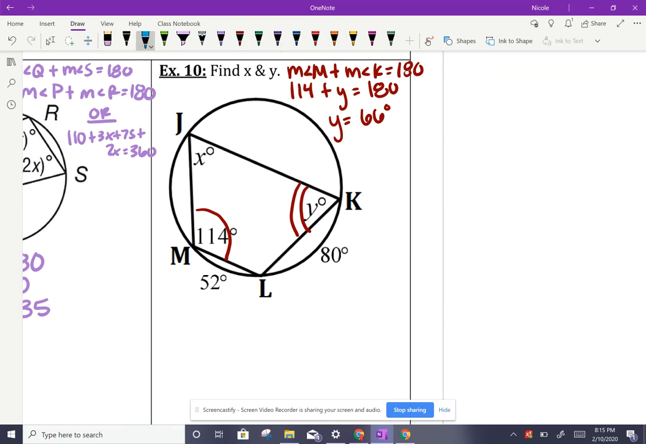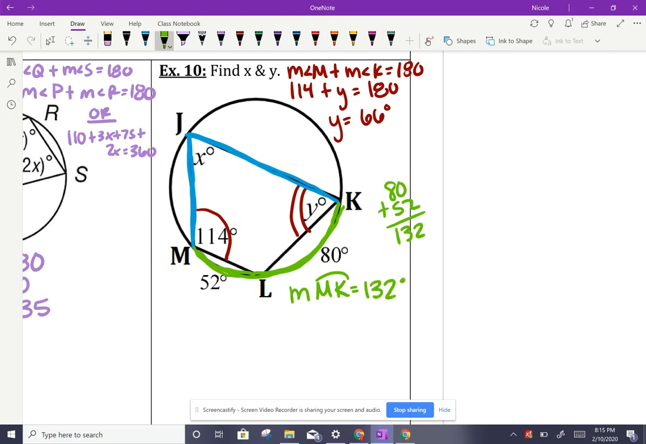Now, x is going to be a little different, and that's okay. So if you look at angle J, it has chords that go to M and to K. So angle J is inscribed in my circle and is connected to arc MK. So the measure of arc MK is 80 plus 52, which gives me 132.